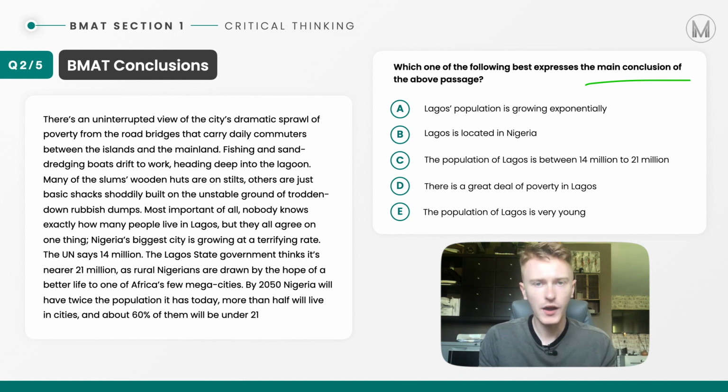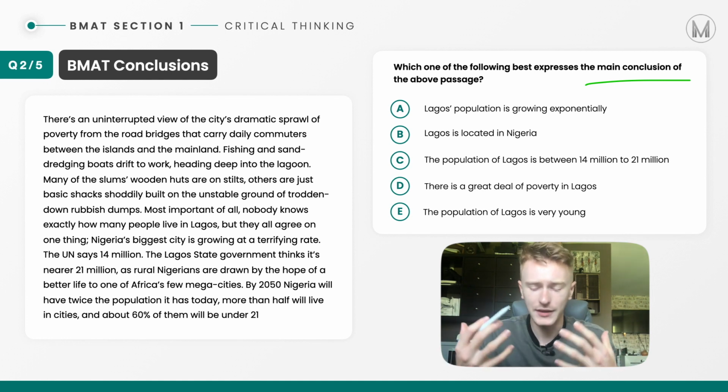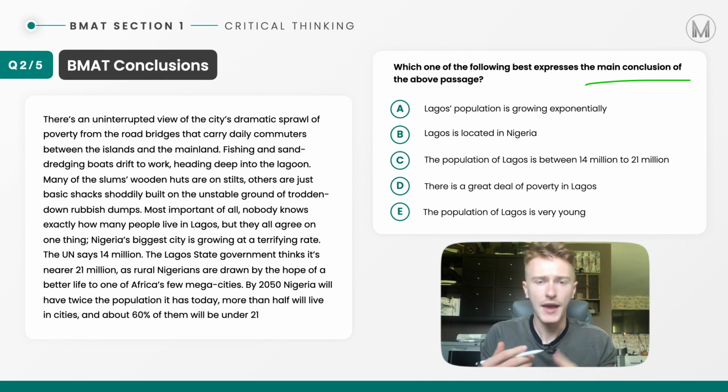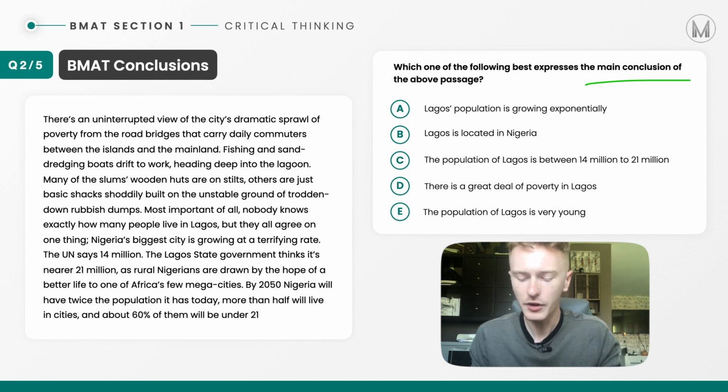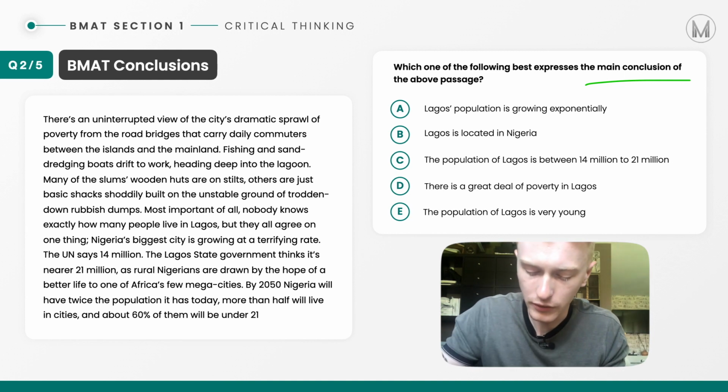Second, you want to look at the first couple of sentences of this passage, and you can see that we're talking about a city and particularly its appearance, its sort of character. And that background information, that contextual information is important because it sets the scene. It might not necessarily be the conclusion, but it just gives us an introduction to what this city is all about. Reading on a bit further, we then come across the phrase most important of all.